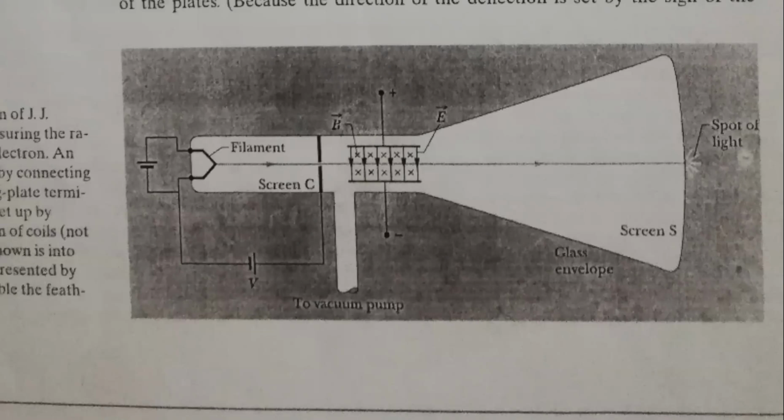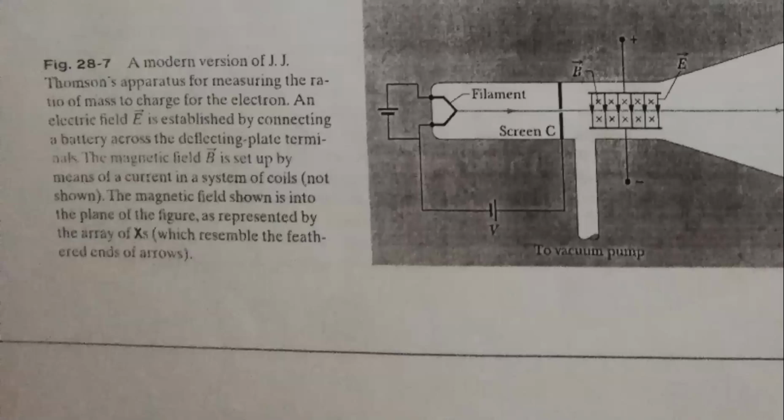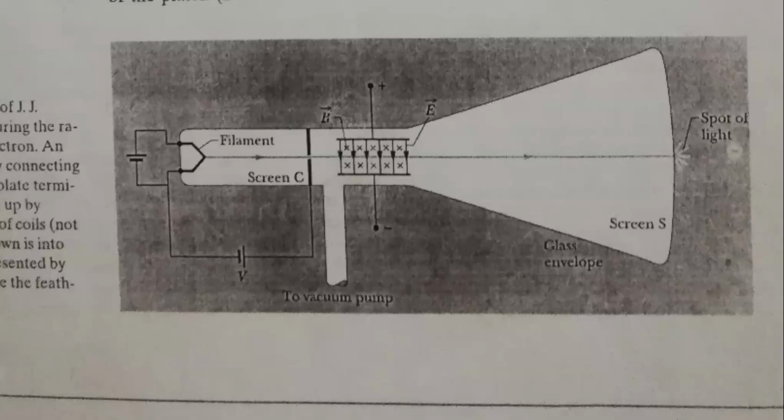Here is a positive plate, and this one is the negative plate, and these lines with arrows show the direction of the electric field. This is the direction of the electric field. These crosses show that the magnetic field is directed into the page.